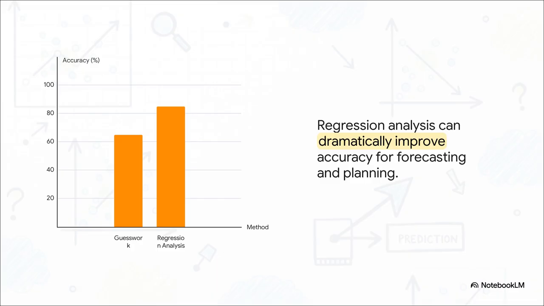Take forecasting. A business can use regression to predict future orders by plugging in things like economic trends or their marketing plans. Not only does this make them way more accurate, as you can see, but the model even gives you a score. It's called an R-squared, and it tells you exactly how much of the outcome your factors can explain. A higher score means a model you can trust.